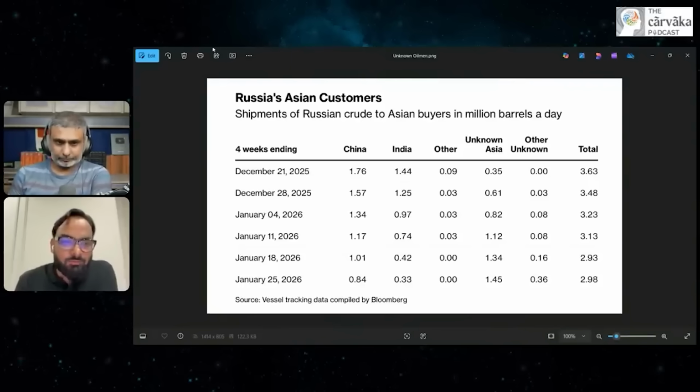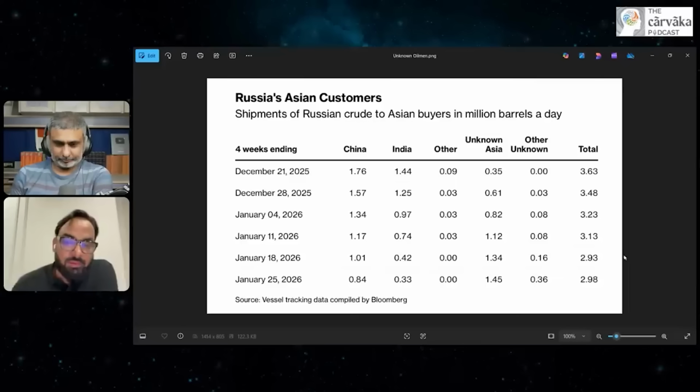Presume so. You're free to make that assumption, but look at how China's numbers have dropped. They have only halved. China's numbers have not fallen significantly. Ours have come down by 80%. From 1.76, China is at 0.84. We are from 1.44 to 0.33. You look at others, same. Unknown Asian entities is where the leap is happening.